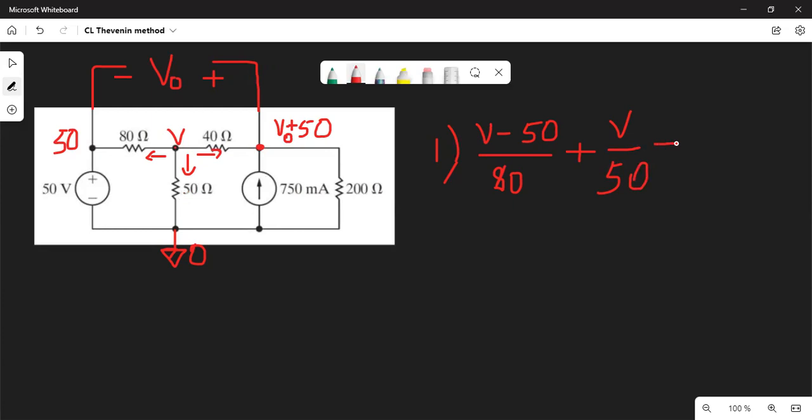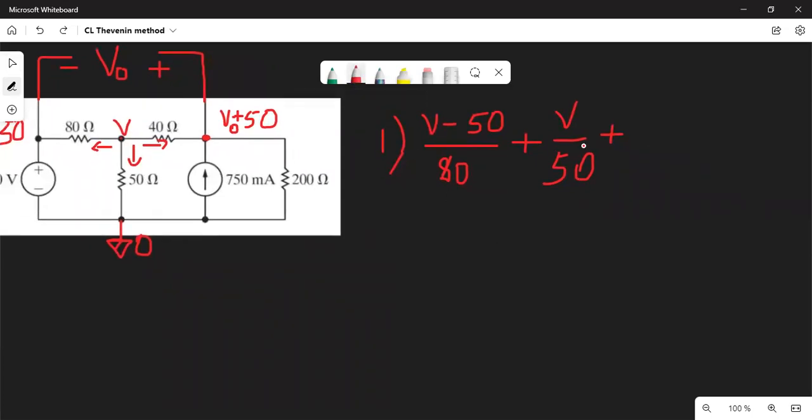Then about the right, we should have V minus (V0 plus 50). The high potential is V, and it's going across the 50 ohm resistance to the low potential, which is V0 plus 50. So be careful with the sign. Always put brackets. Divided by 40, and all of this stuff is equal to 0.